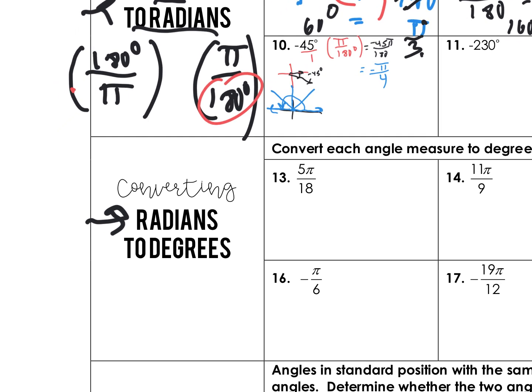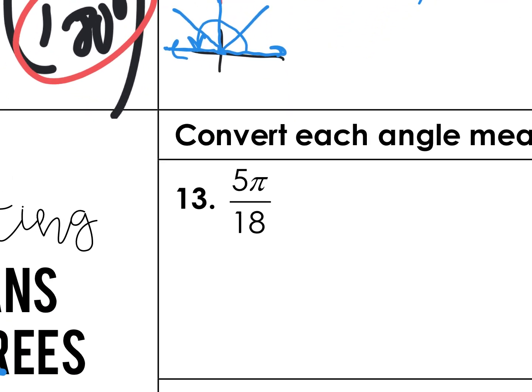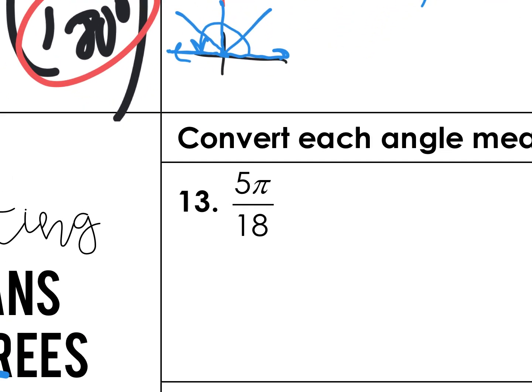Let's now convert radians to degrees. Obviously, if I'm looking at this angle, 5 pi over 18, you know it's in radians, not because you see a pi, but because you don't see a degree symbol. So if I want to turn this into degrees, I have to make sure my numerator has degrees in it. So I will multiply by 180 degrees over pi.